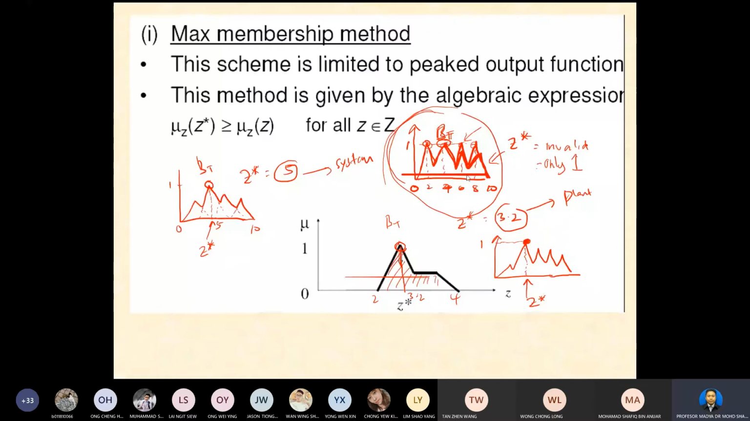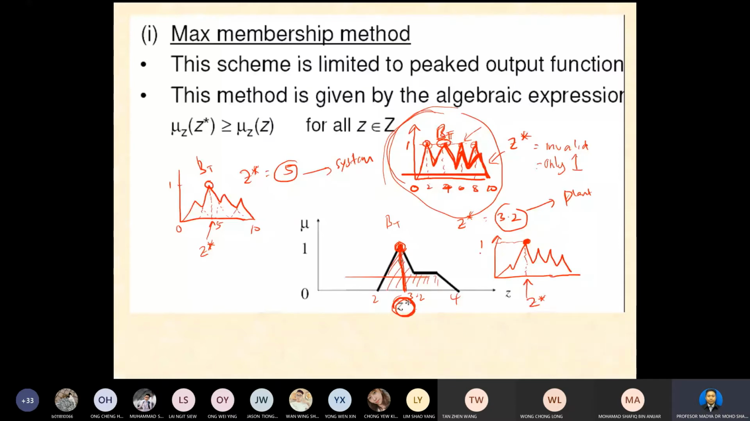So this is for the max membership method. Max is straightforward. See which one is the max and then get the output from this point. This is the universe of discourse. What is the value for the universe of discourse? Z star here. So this is our output. This Z star will go to our system, our plant. Alright, so this is for the max membership methods.